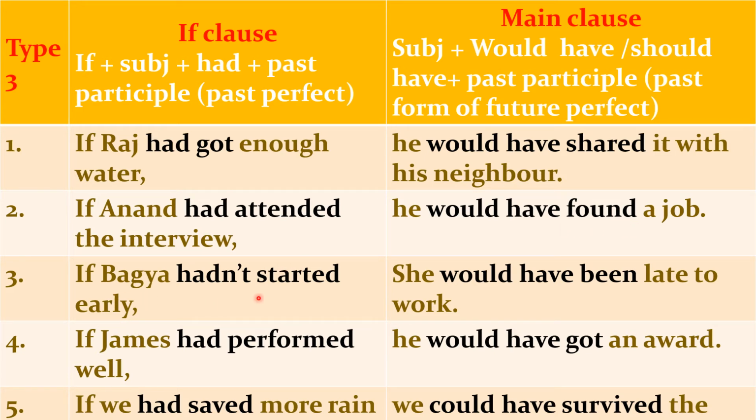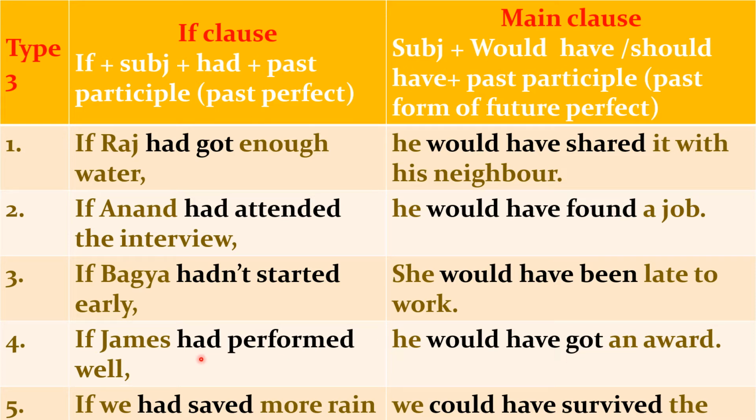If Bhagya hadn't started early, she would have been late to work. This is in the negative sense. Had not, hadn't started. If plus subject plus past perfect. Here, she would have been late to work. If James had performed well, he would have got an award.